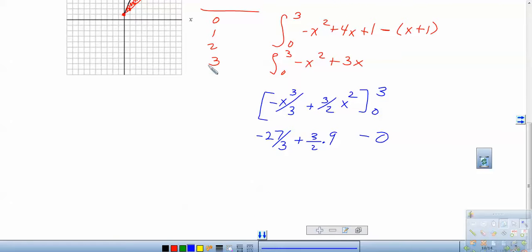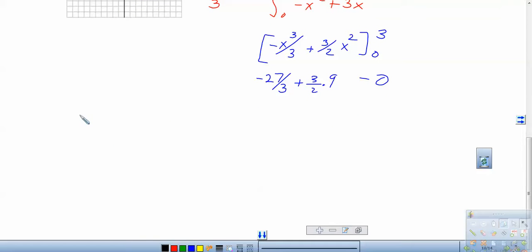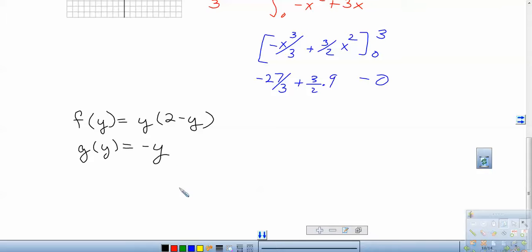The hardest part with these is just figuring out which one's the top function, which one's the bottom function. The other thing that they throw in here are functions in terms of y, and hopefully you looked at that book example. So let's say that I have f of y equals y times 2 minus y, and g of y equals negative y. And we work with this a little bit in this chapter, so it's good to look at them now before we start doing application problems that are in terms of y.